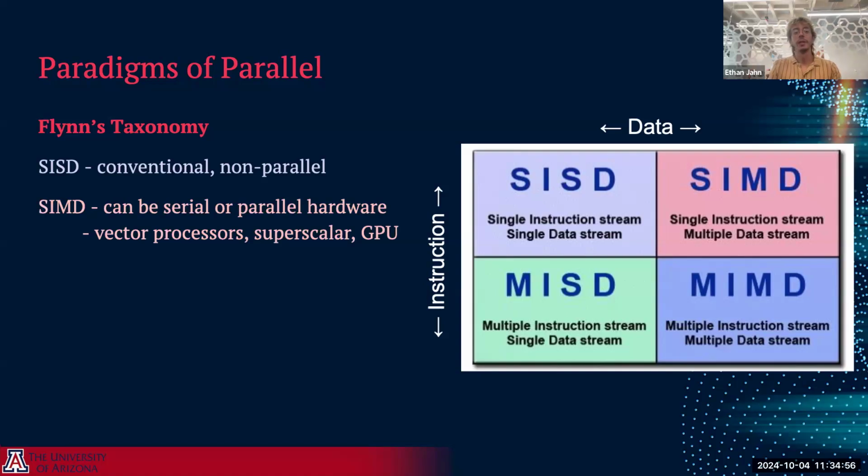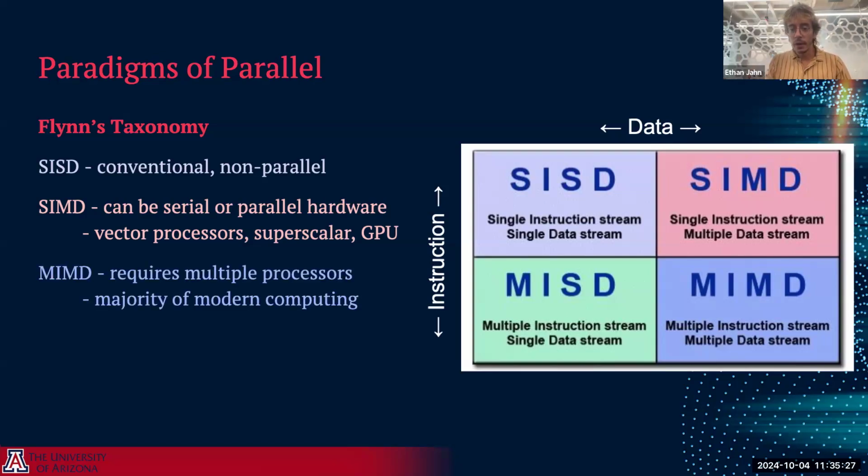SIMD on the top right there, that's single instruction, multiple data. So that, for example, can be related to processors such as vector processors, ones that have this superscalar architecture, or GPU processors, the most common example being a GPU processor. So single instruction, multiple data, when you're executing one set of instructions on a large array of numbers.